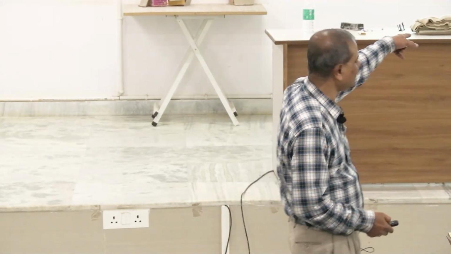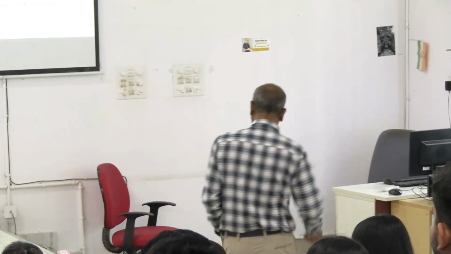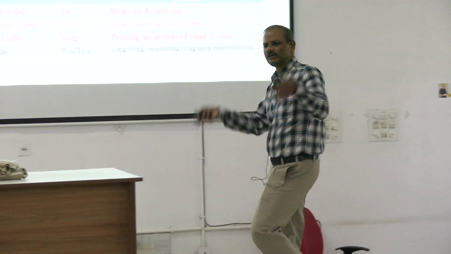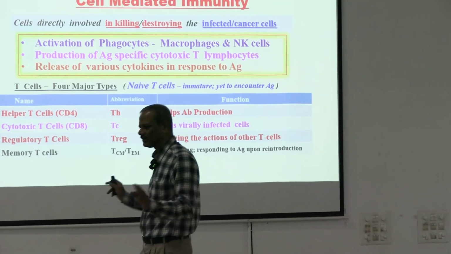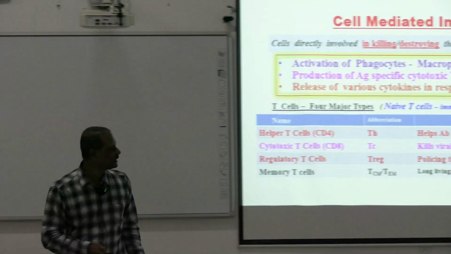Cytotoxic T cells kill viral infected cells. I will show you in a diagram how they kill directly. And everything in our body, our system, is regulated by some means. Even at times you regulate your own activities. So regulatory activity is there. There are some regulatory T cells which basically do the policing action.